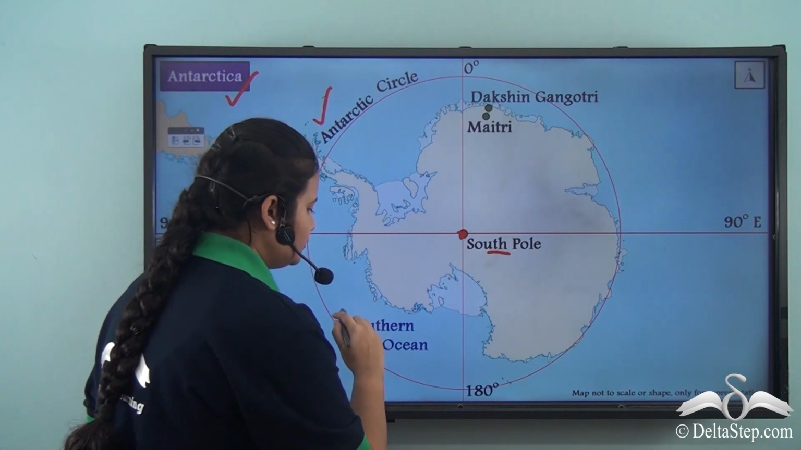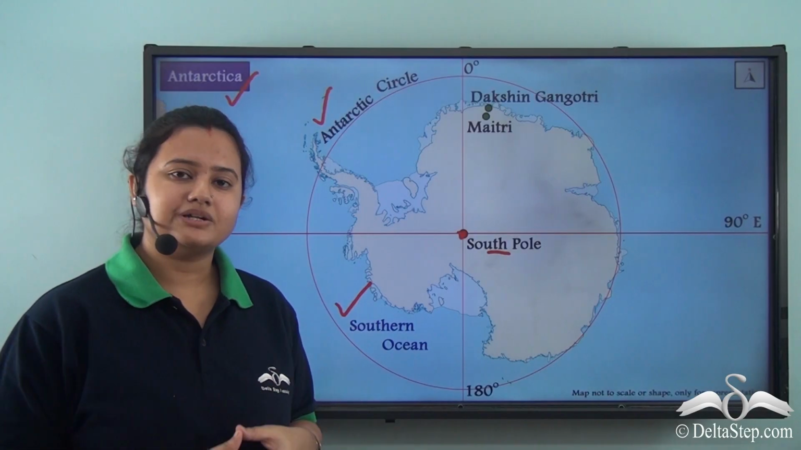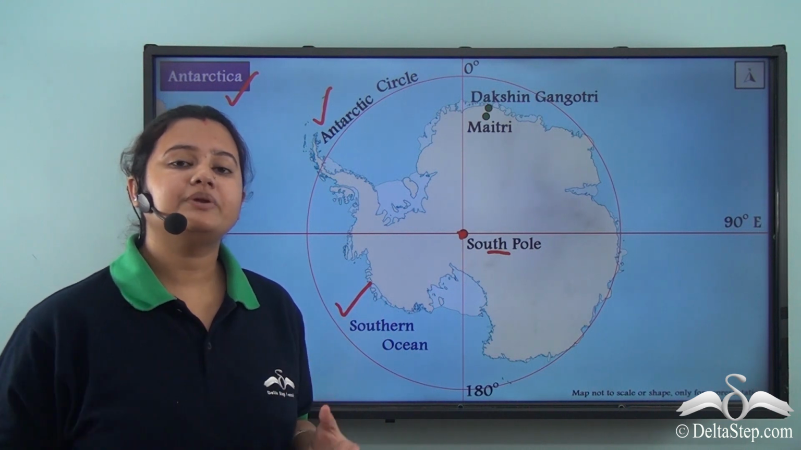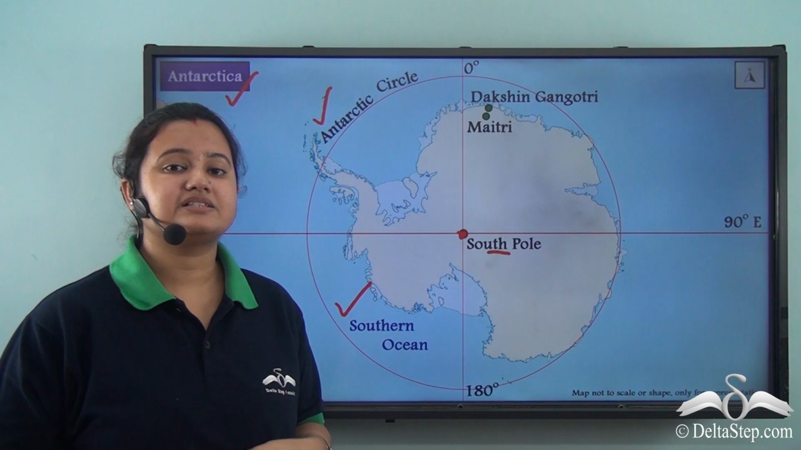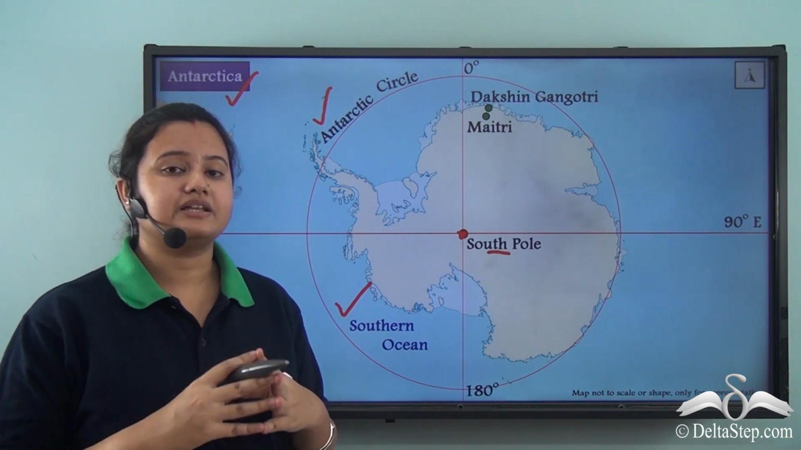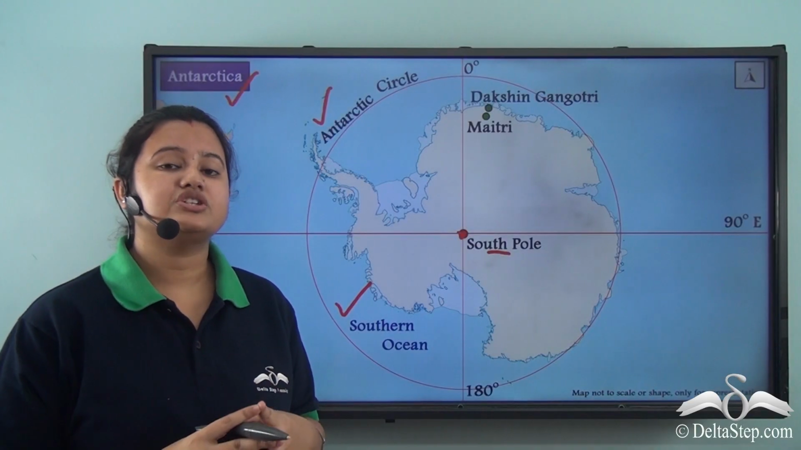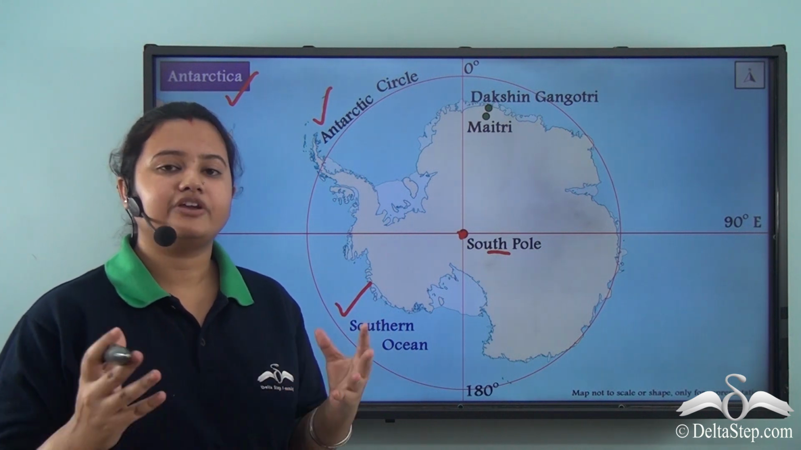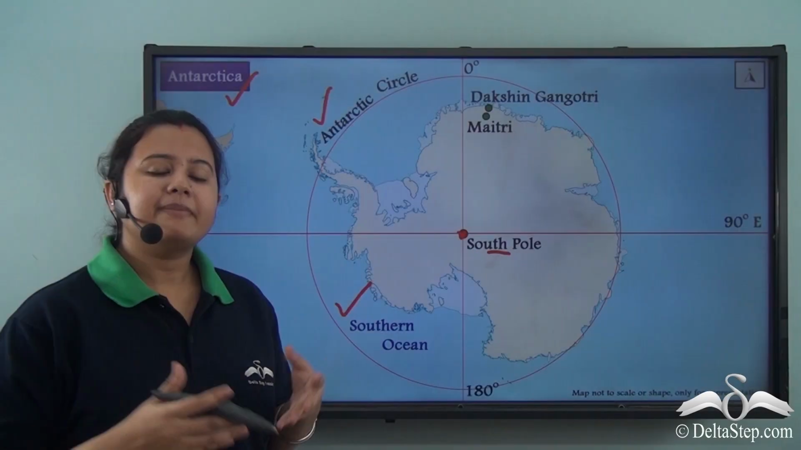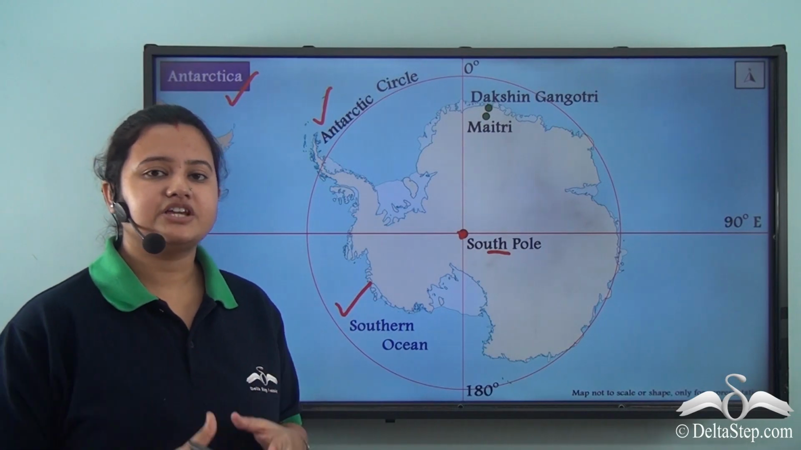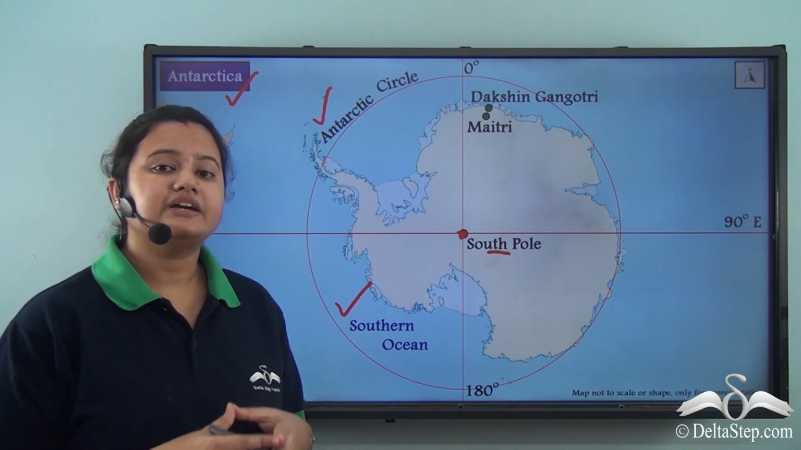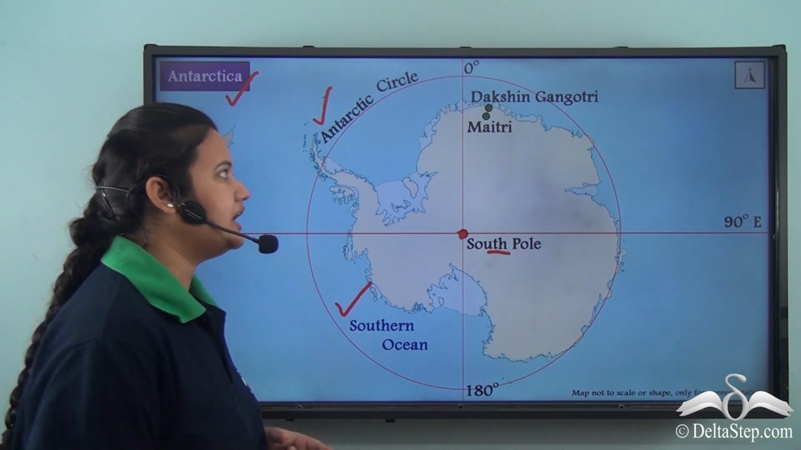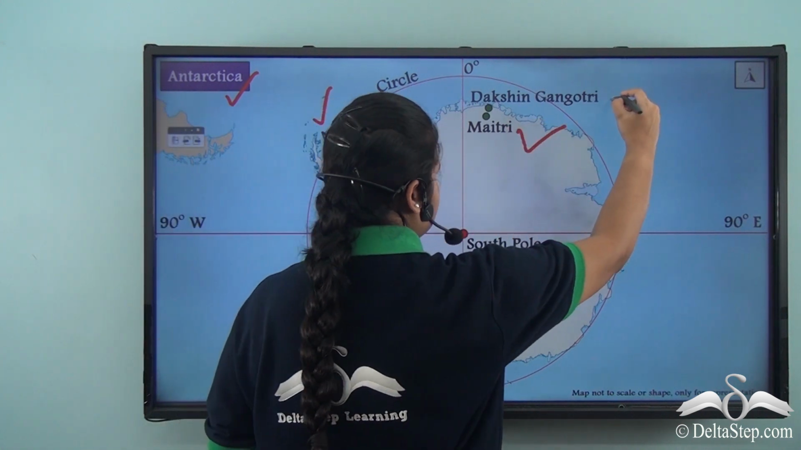Now, owing to its location, Antarctica mostly remains covered with permanent ice and snow. In fact, it is the coldest and driest place in the world, and therefore this continent is least populated. No permanent citizens live here. Many countries have research stations in this continent. The research stations of India that are present in this continent are Maitri and Dakshin Gangotri.